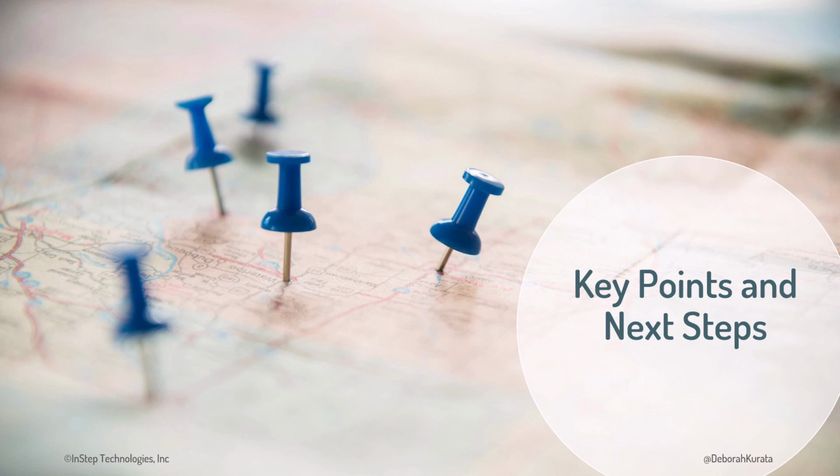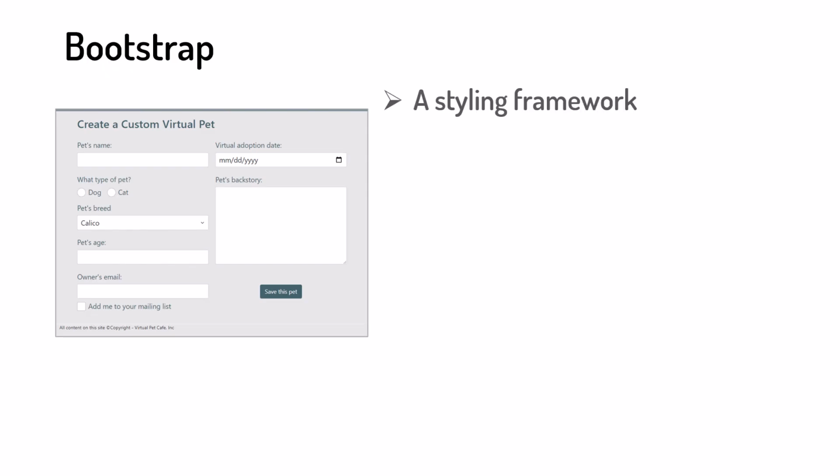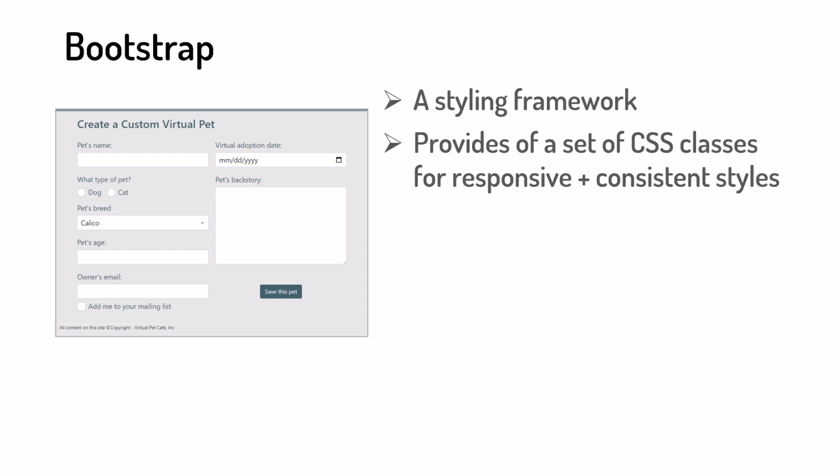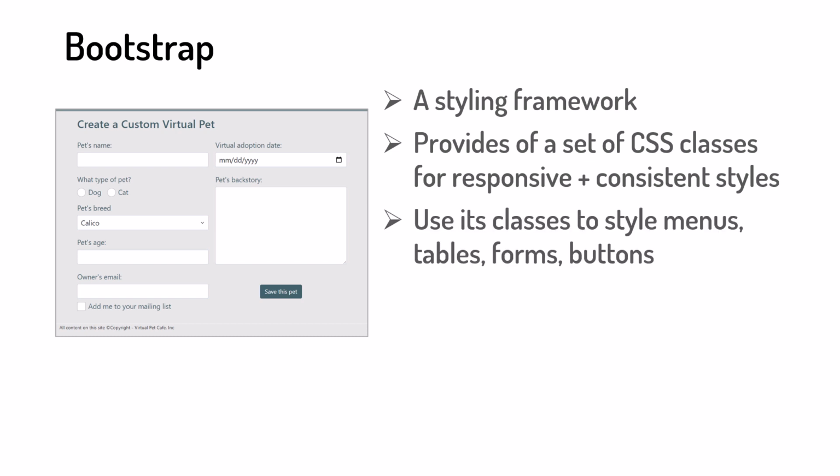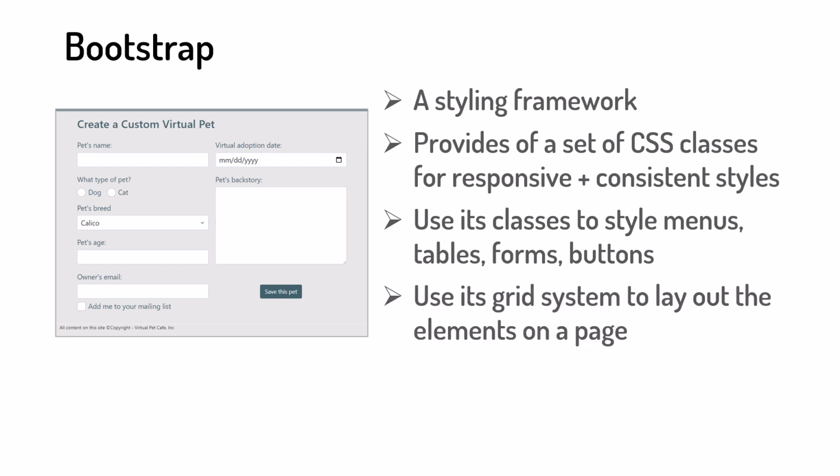Now that our pages look so much better, let's summarize the key points and look at next steps. Bootstrap is a styling framework that provides a set of CSS classes we use for responsive and consistent styles across our website. We use its classes to style menus, tables, forms, buttons, and so on. And we use its grid system to lay out the elements on a page. The documentation for Bootstrap is at getbootstrap.com.